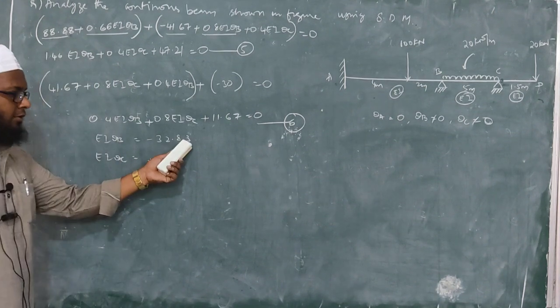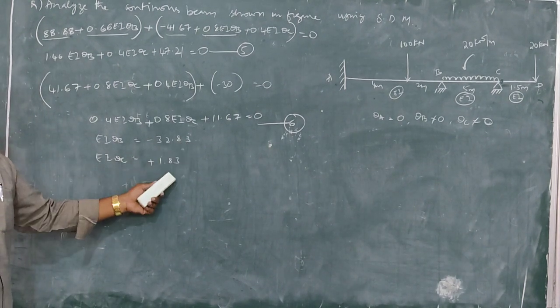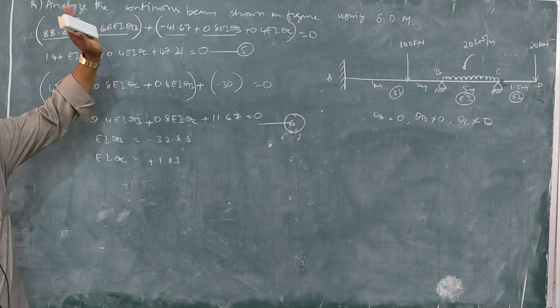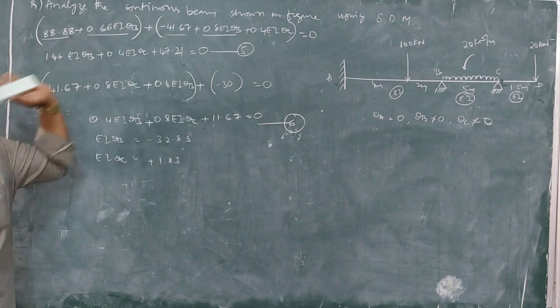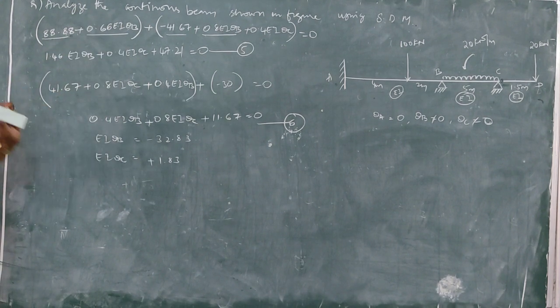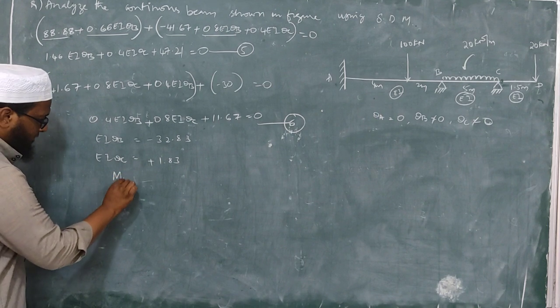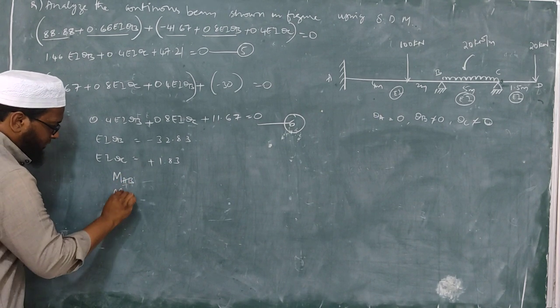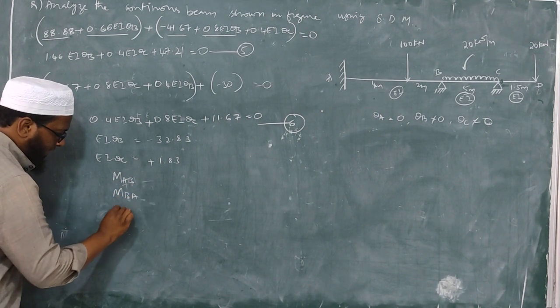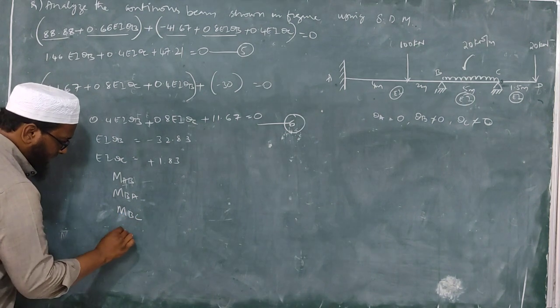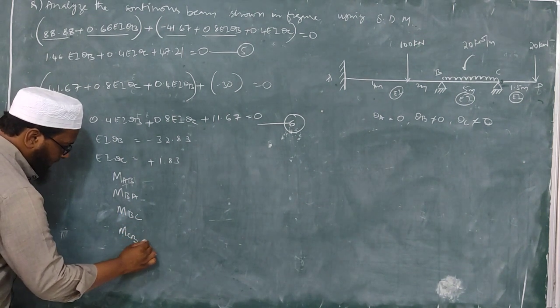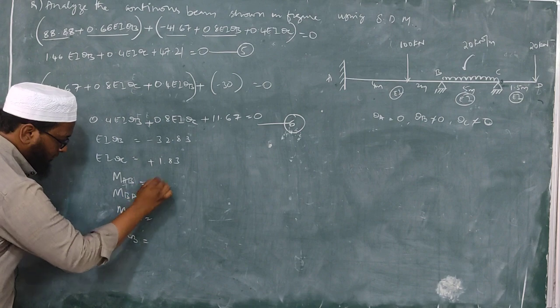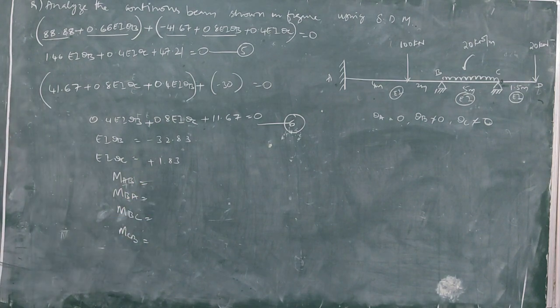So once you substitute these EI theta B and theta C values in equation number 1, 2, 3 and 4, you will get the value of MAB, MBA, MBC, MCB. Okay.